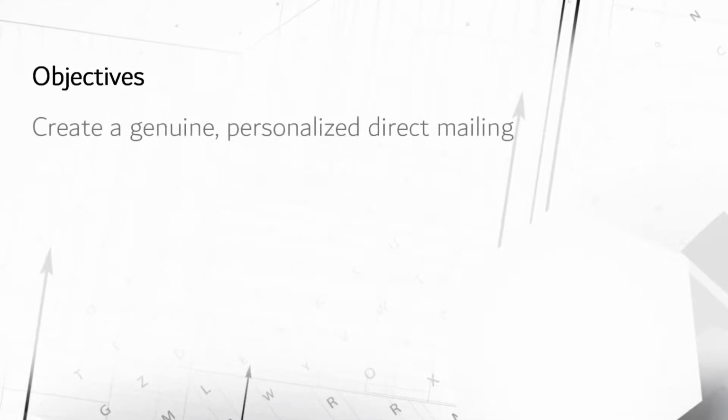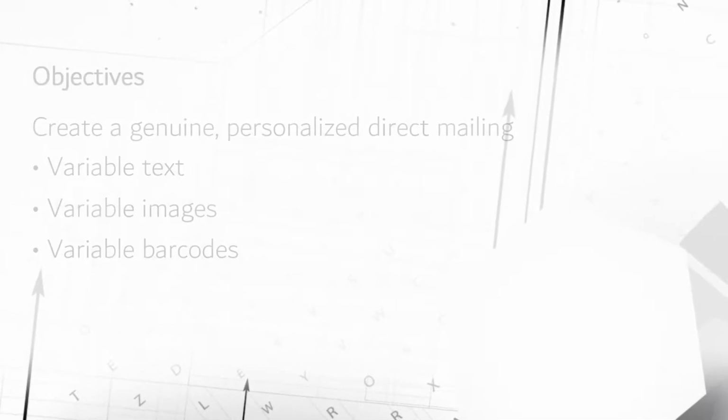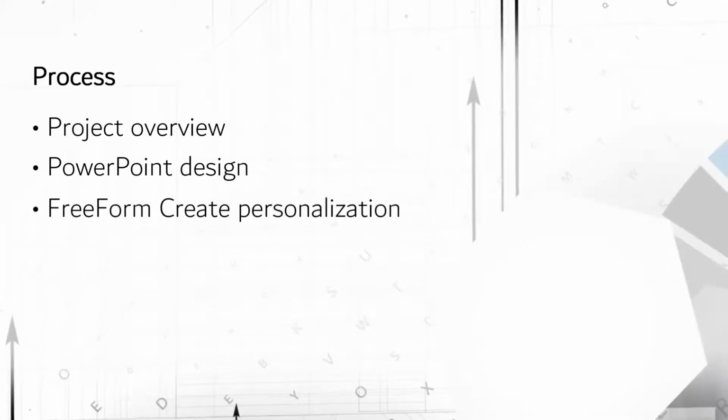Still, I want to do more than tack a mailing label onto a newsletter. I want to create a genuine, personalized mailing with variable text, images, and barcodes. I'm going to walk through the entire process with a quick project summary, a short design process description, and then I'll download, install, and use FreeForm Create to make it relevant.